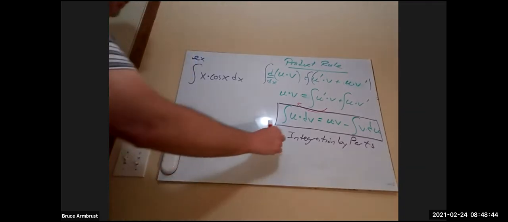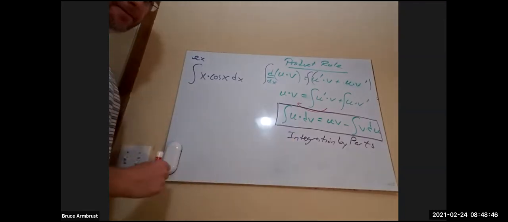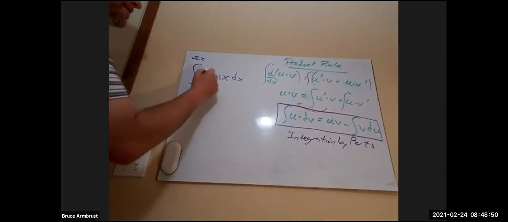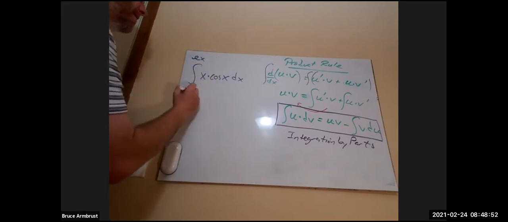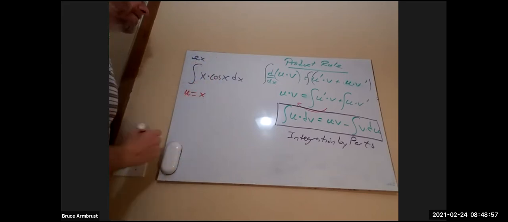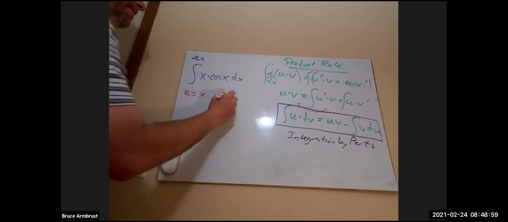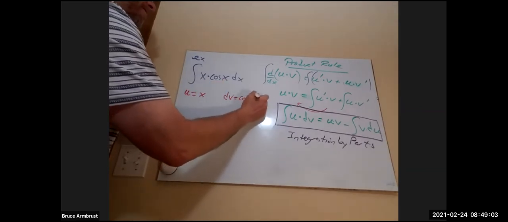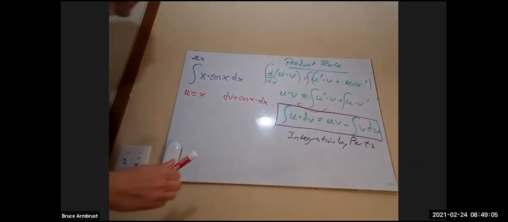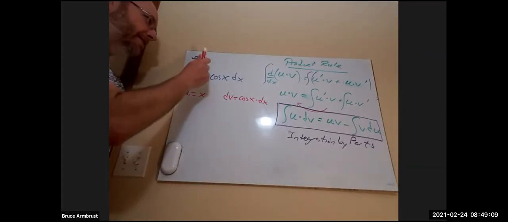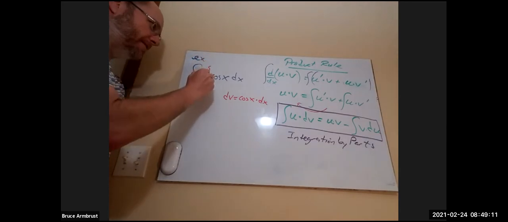So here's what we need. We need a u and a dv. We need to know what those two different pieces are. And so we're going to break this apart. So here are going to be my choices to start with. Let's let u equal x. And how about we let dv equal cosine x times dx. I literally split it into two pieces right here.